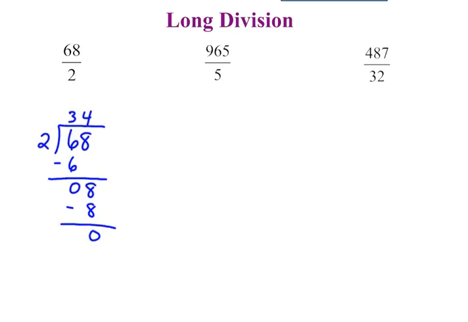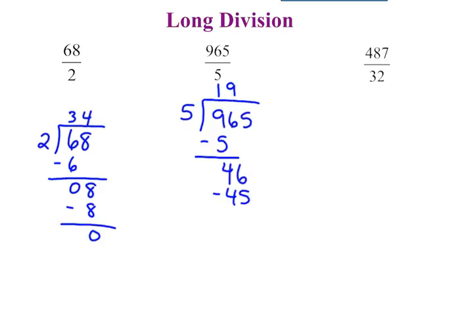We're going to take 965 and divide it by 5. So we start by asking how many times does 5 go into 9? And it goes into 9 once. 1 times 5 is 5. Now we subtract. 9 minus 5 is 4. Bring down the 6 and we get 46. How many times does 5 go into 46? Well, it goes into 46 9 times. 9 times 5 is 45. Subtract. 46 minus 45 is 1.